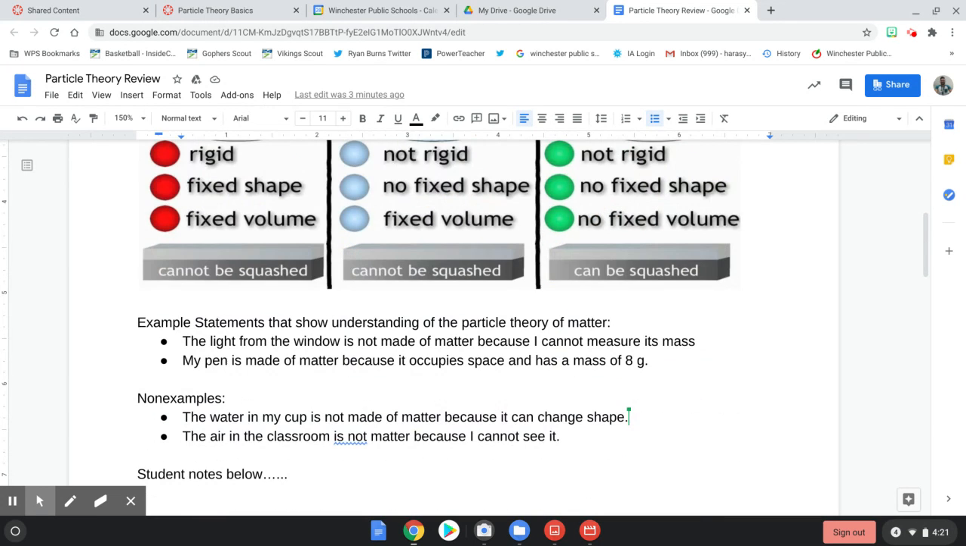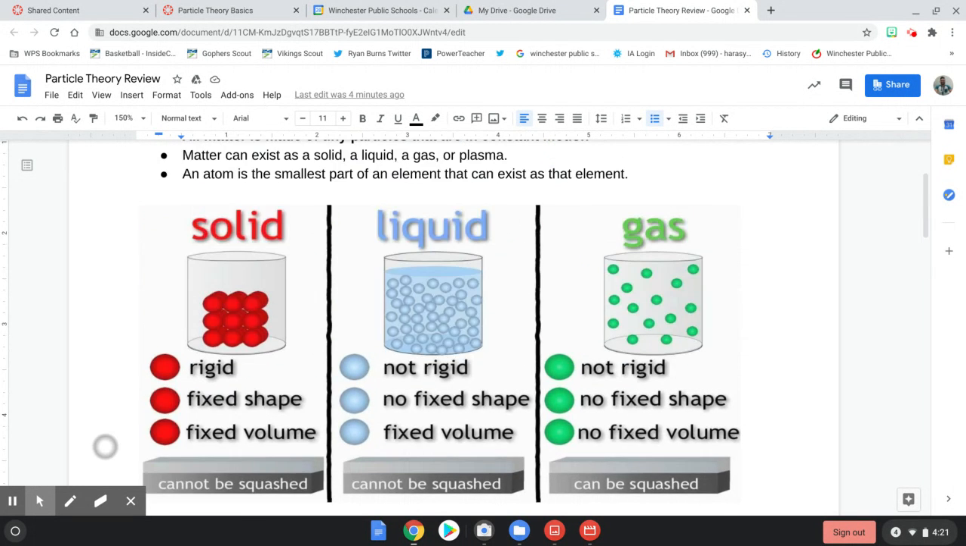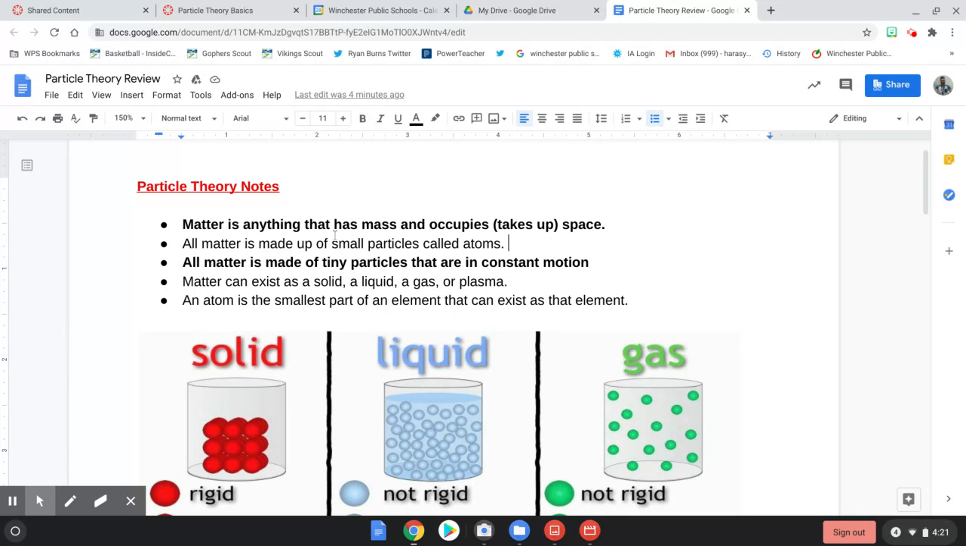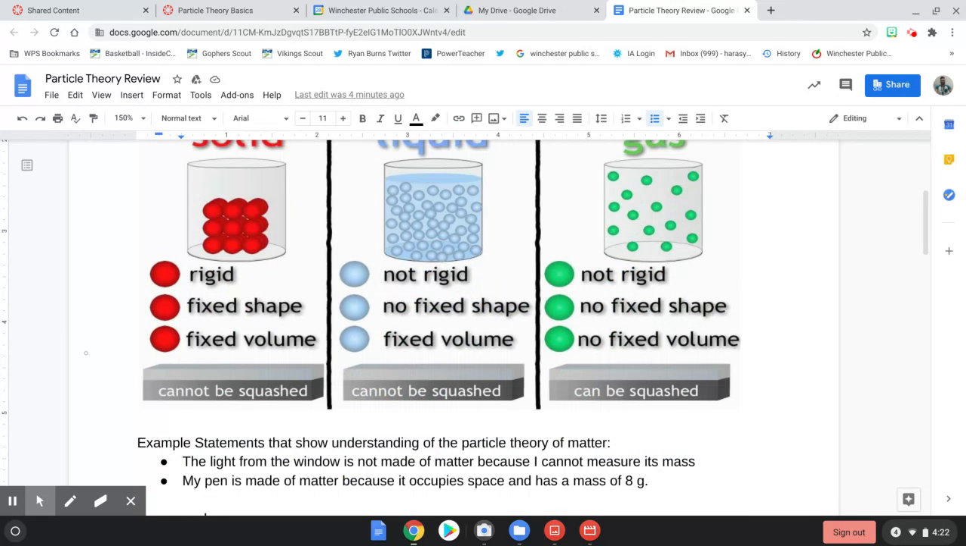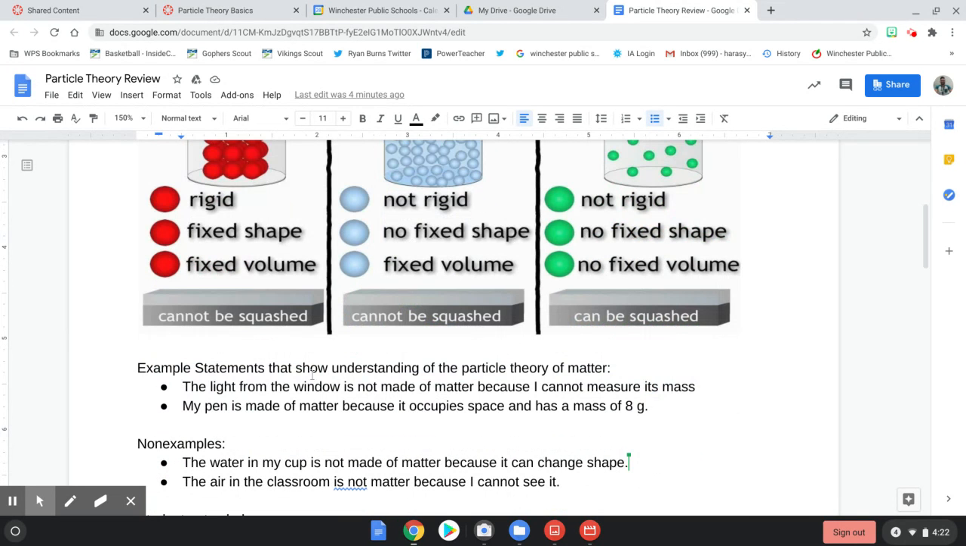All right, so this is a little bit tricky, but these two statements show that someone understands what the particle theory of matter states. So these are example statements. These are non-example. These ones don't show understanding of this. So one example statement: the light from a window is not made of matter because I cannot measure its mass. So that goes up to right here. It has something that has mass. Since light doesn't have mass, you can't measure its mass, and therefore it is not matter. So you need to be able to measure its mass.